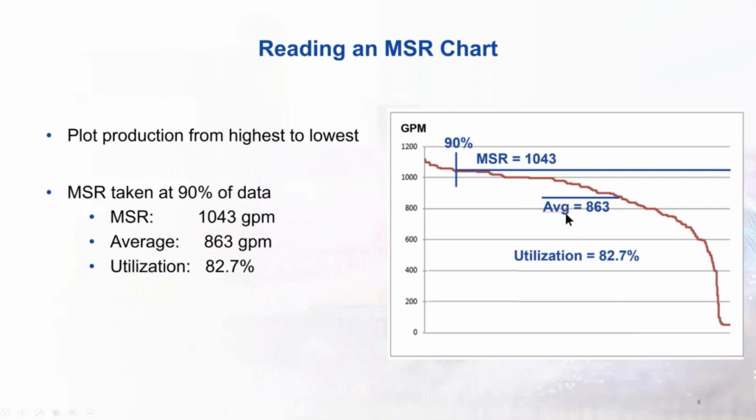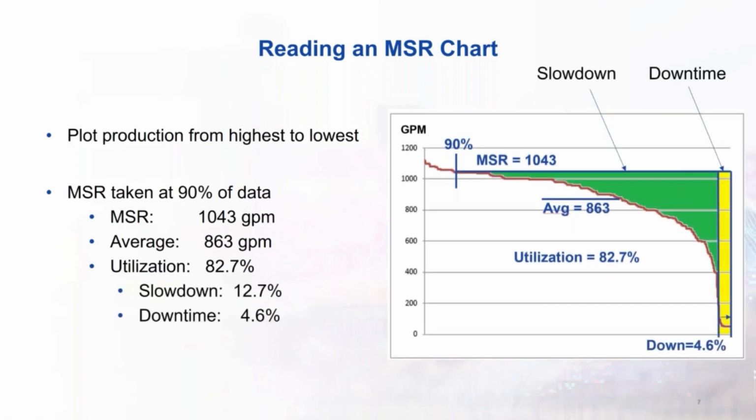Then we calculate the average. That's simply the average over the 365 days. And average divided by MSR is the utilization. So we characterize every unit operation in the plant with its maximum sustainable rate and how close we are to that.